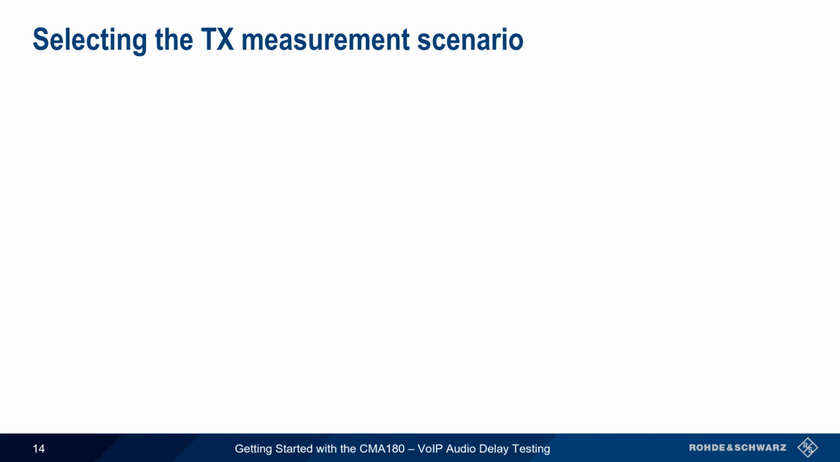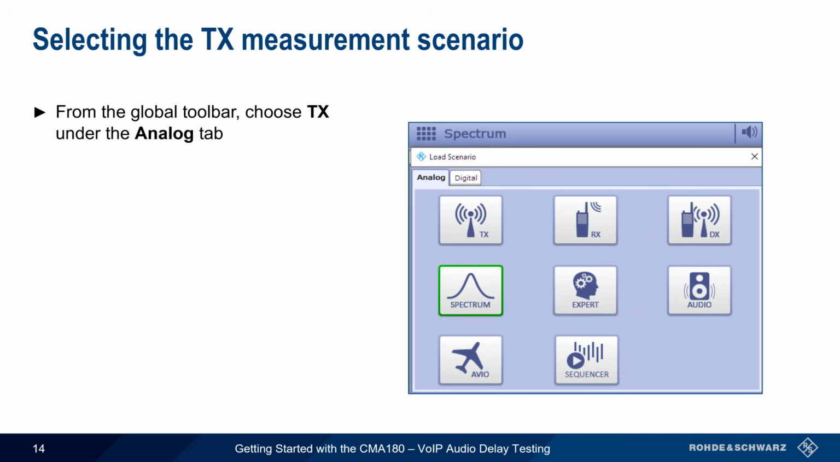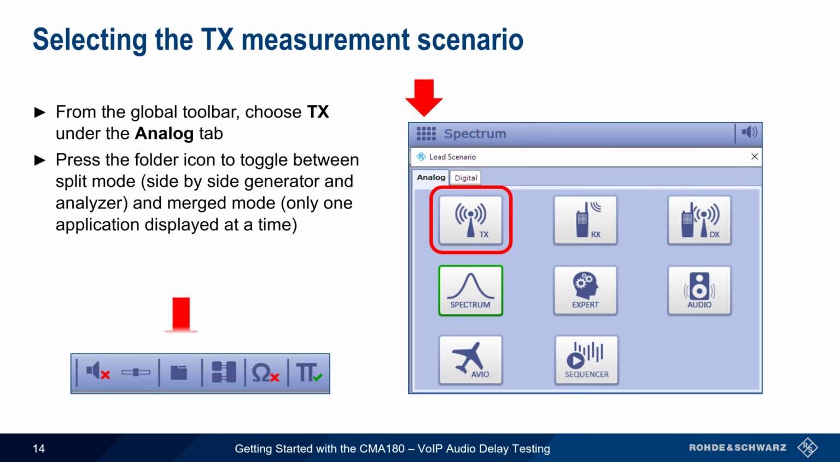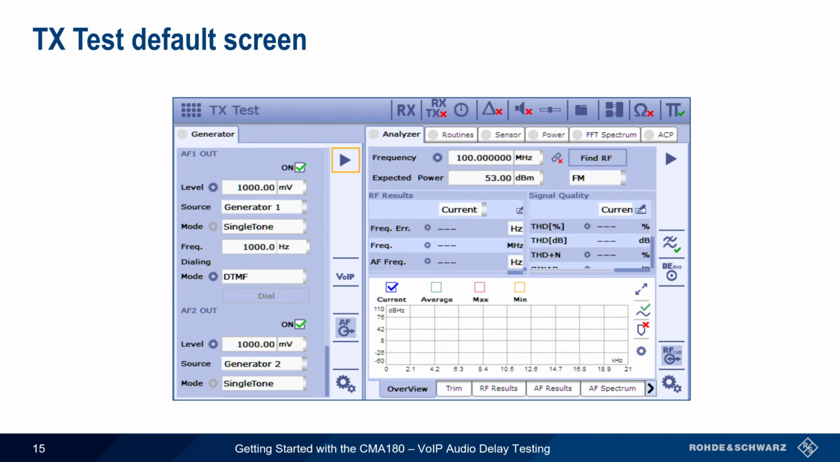VoIP transmit delay measurements are run under the transmit measurement scenario. Simply click on the global toolbar and then choose TX under the Analog tab. Once the application is started, press the folder icon to toggle between split mode, which shows the generator and analyzer applications side by side, and the merged mode, where only one application is visible at a time. This is the default view of the main TX test screen.